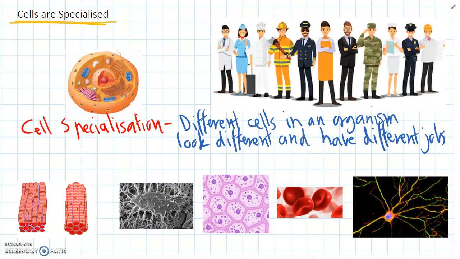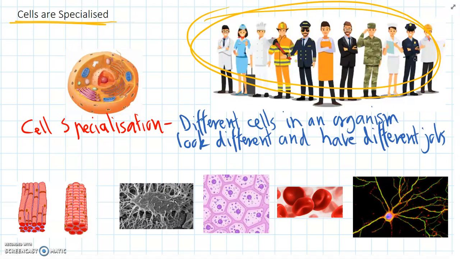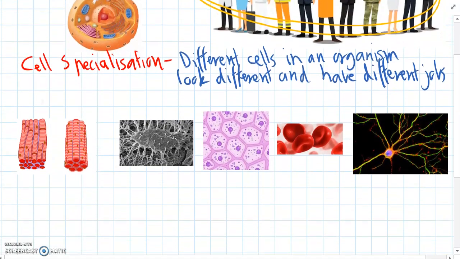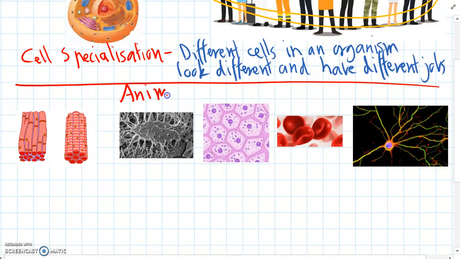So just like in society, where we need lots of different types of people to do different jobs, because that helps the country to run properly, we need variety. It's the same for cells in a body of an animal or any other living thing. So let's look at some different types of cells in animals firstly, to get an idea of what different specialized cells can look like.